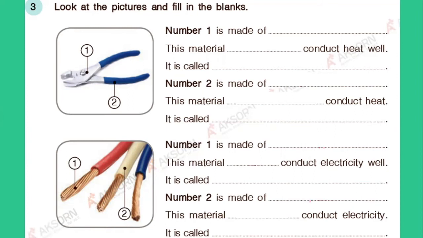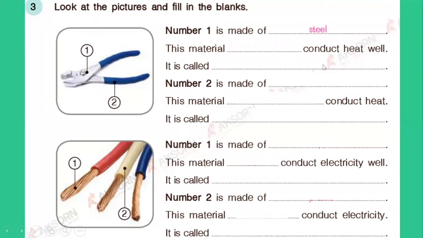Look at the picture and fill in the blanks. So number one, we have some tools here. What are they made of? Number one, do you know what it is? What is the material? Number one is steel. Steel, metal, iron, you can write whatever you want. Metal or iron or steel, it's some kind of metal. It is made of steel.